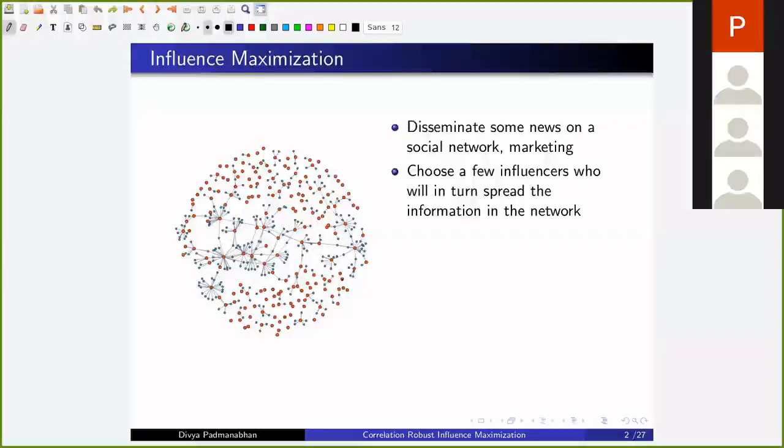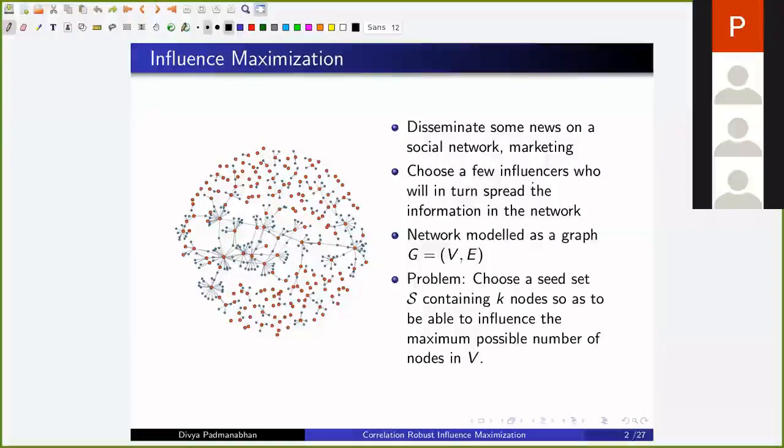So how do you do that? Instead of contacting all the users on the web, you contact a few people. You choose a few people from the network, and these are the influencers, and they help you spread the information in the network. So that's the problem here, and the question is which influencers you want to select. More formally, the underlying network is modeled as a graph with a set of vertices and a set of edges. The problem is to choose the set of influencers. This is called a seed set in this terminology, and the seed set is S.